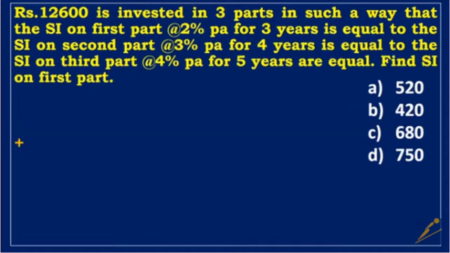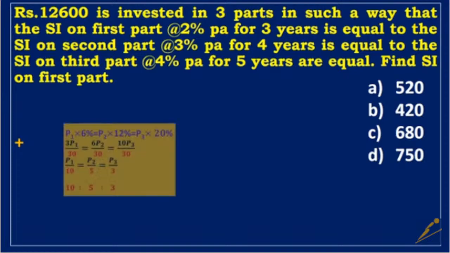Second example, 12,600 rupees is invested in 3 parts in such a way that the SI on the first part at 2% per annum for 3 years is equal to the SI on the second part at 3% per annum for 4 years is equal to the SI on the third part at 4% per annum for 5 years. Find SI on each part.